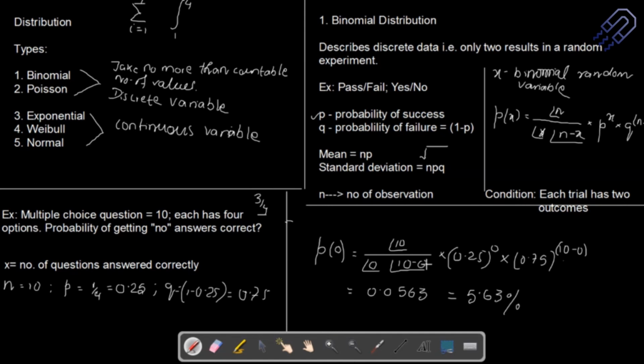So if I give you 10 multiple choice questions, each having 4 options, the probability of getting a 0 in the exam is actually only 5.63%. That means the probability of not getting a 0 would be 100% minus 5.63, so 95% of the time you are not going to get a 0. This is the beauty of binomial distribution. It gives you a lot of information.